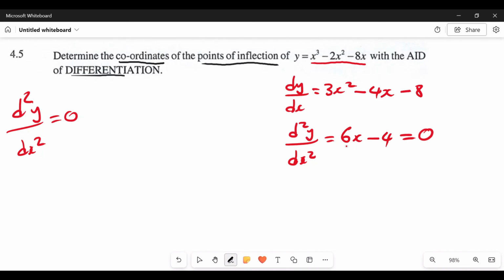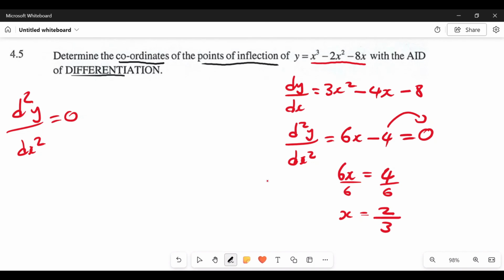Let us not forget that the second derivative is equal to 0. So we can say 6x is equal to 4. If we take this 4 to the other side, it's going to be positive. And then we divide by 6 throughout. This is going to give us x is equal to 2 over 3. Now this is the x coordinate of the point of inflection.